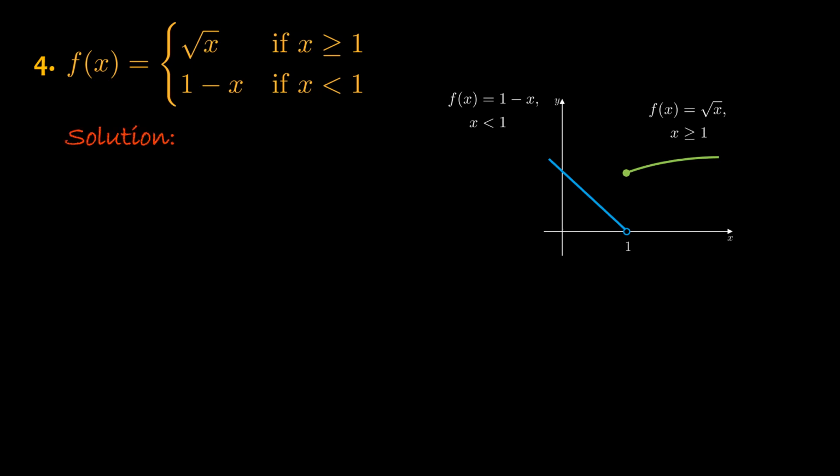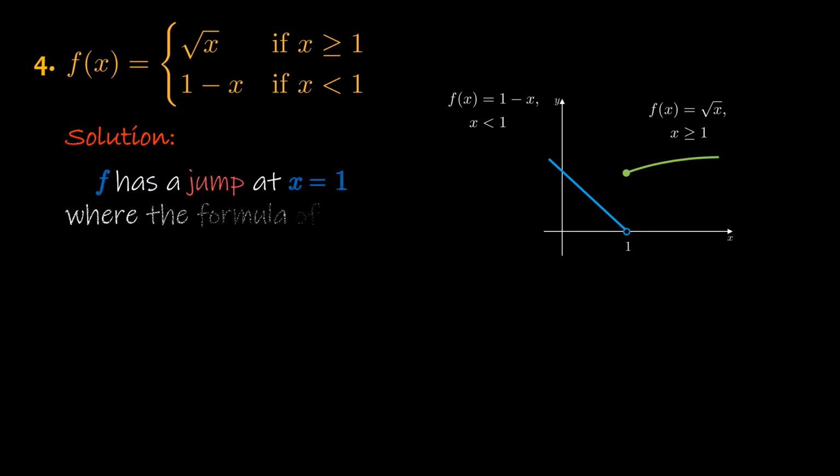Solution. The graph shows that F has a jump, i.e., a non-removable discontinuity, at x equals 1 where the formula of F changes. F is discontinuous at x equals 1, even though F of 1 is defined.